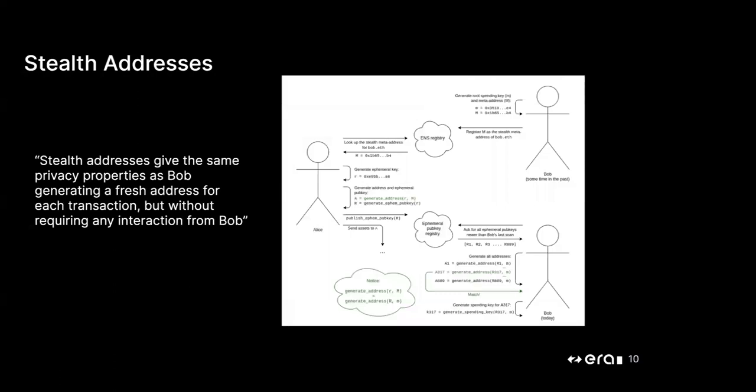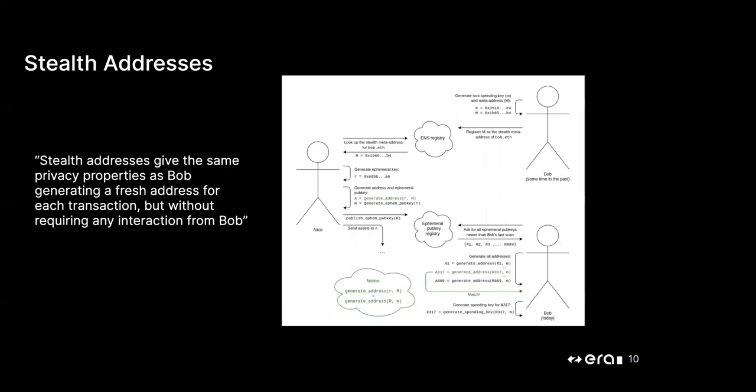Just if you haven't seen stealth addresses before, Vitalik has another really good blog post on them. Basically, stealth addresses give the same privacy properties as Bob generating a fresh address for each transaction, but without requiring any interaction from Bob. And on the right is a big diagram. You don't have to go through the whole thing right now.